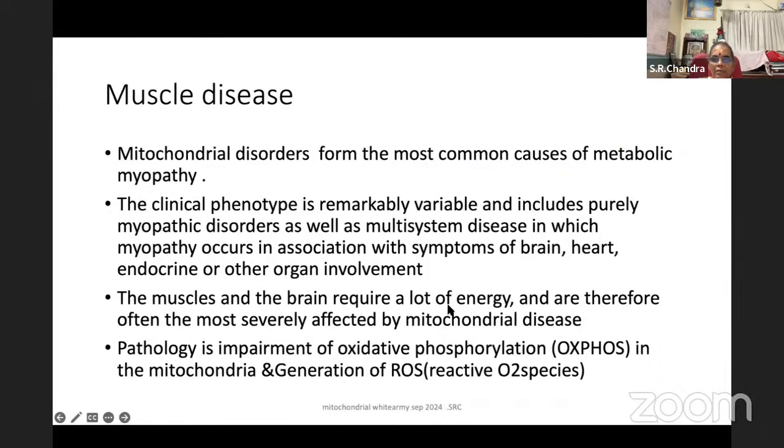The muscle and the brain require a lot of energy. We already saw that the disease becomes more severe in organs which need more ATP. So the brain and the muscle need a lot of ATP, so they become more symptomatic and are therefore often the most severely affected structures. And the pathology is impairment of oxidative phosphorylation in the mitochondria and generation of reactive oxygen species.